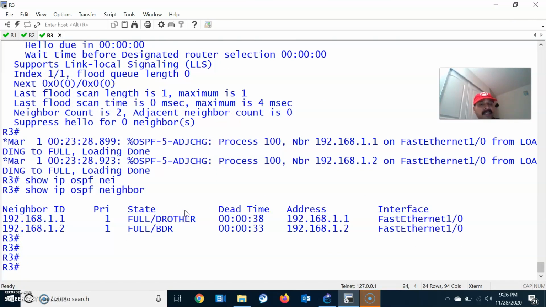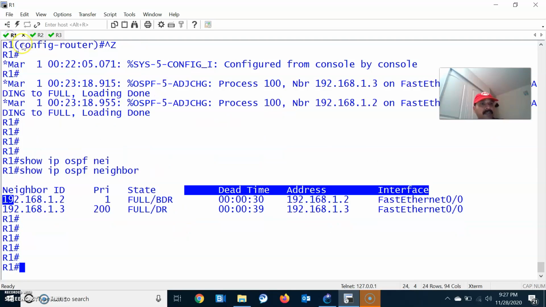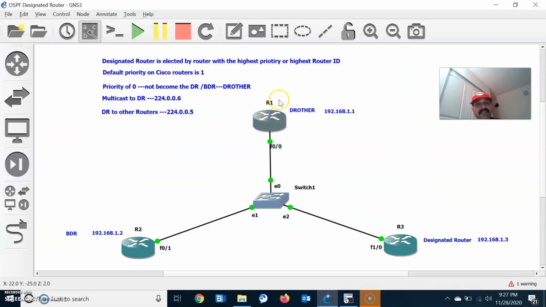So that means it is neither DR nor BDR. It is not elected as a DR or BDR, so we call this a DR other router. This is how the DR and BDR election occurs in a multi-access environment.